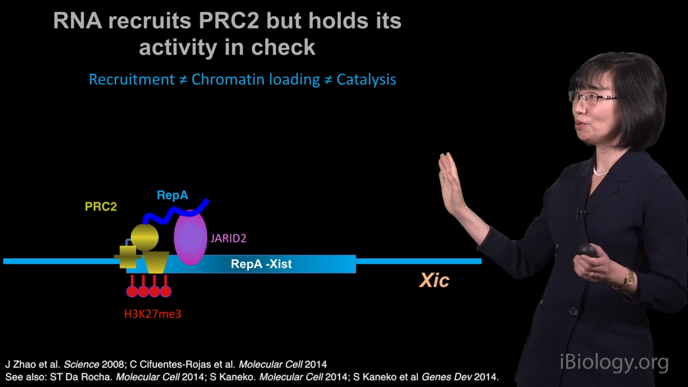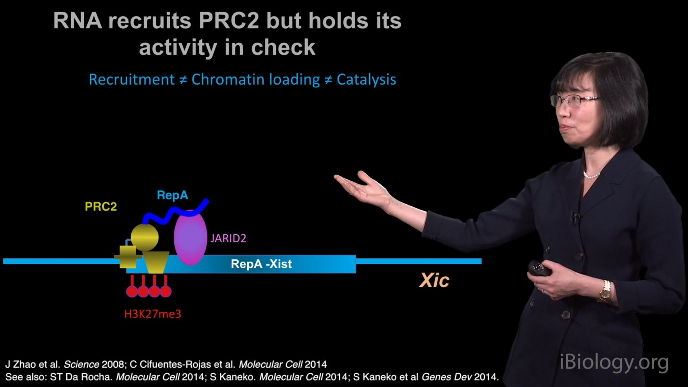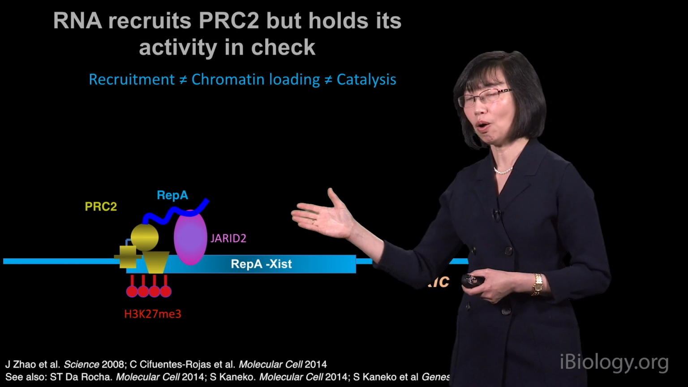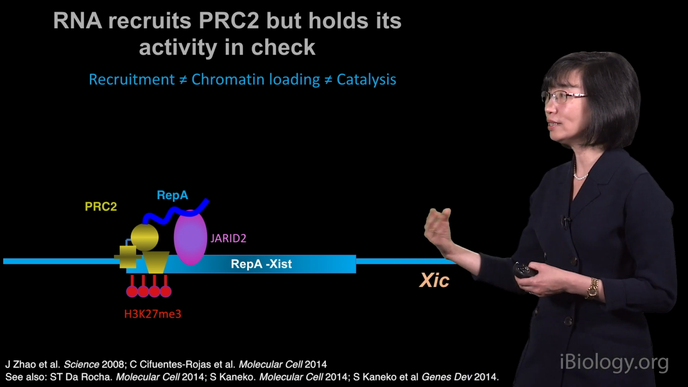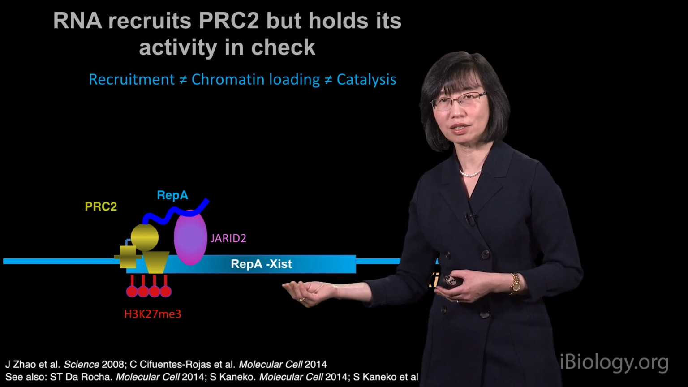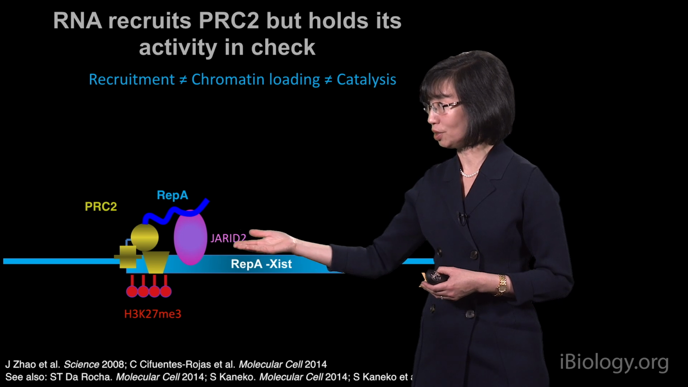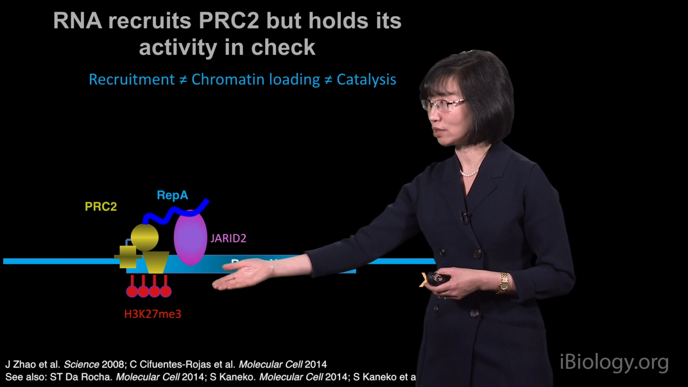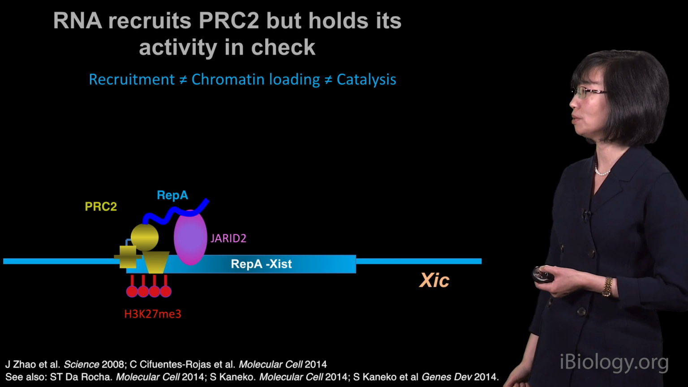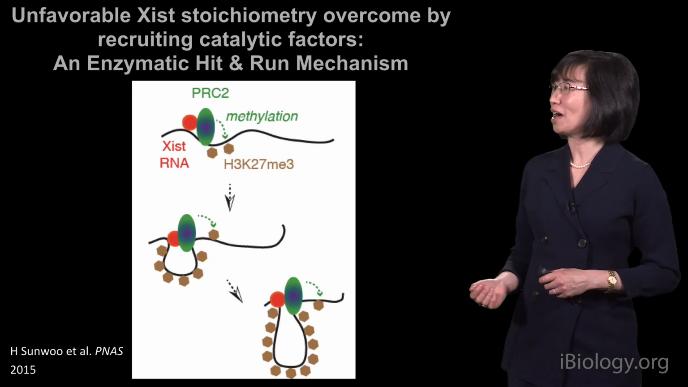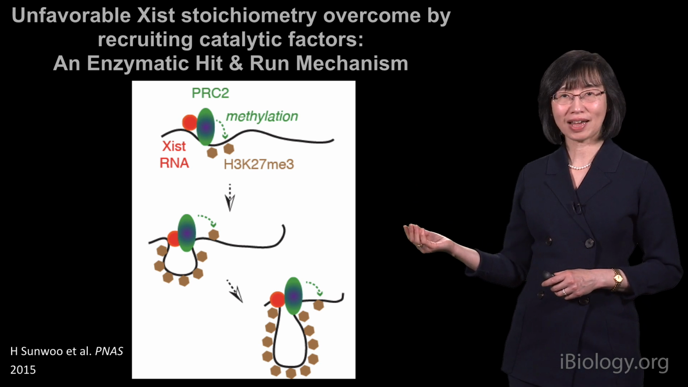Okay, so take-home message, long non-coding RNAs can recruit PRC2, but hold the activity of PRC2 in check until a developmental signal is received, at which time PRC2 and JARID2 interact to trimethylate histone H3 at lysine 27. Xist overcomes its unfavorable stoichiometry by recruiting these catalytic factors.